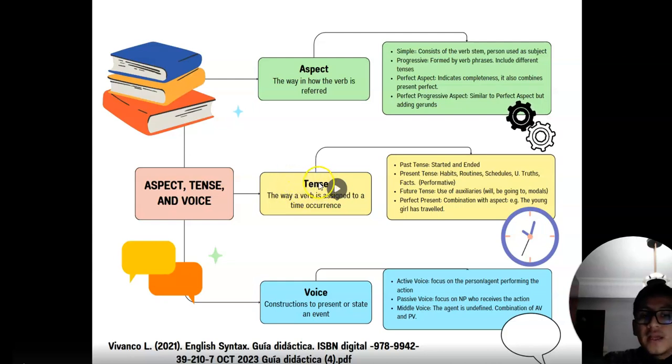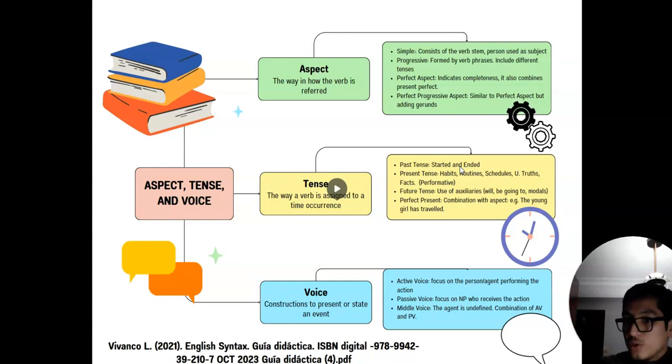Okay, so now let's continue with the first one, which is the past tense, where an action started and ended in the past. So it will be like, Mario bought a car. That action started and ended in the past.